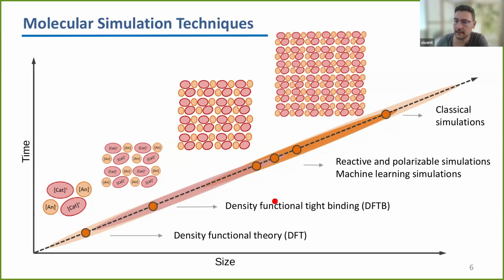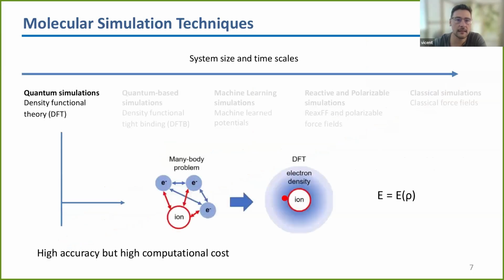In the talk today, most of my results come from classical simulations, somehow complemented later with a specific method, density functional tight binding, which I would like to explain in a little more detail. So, a small overview of these molecular simulation techniques: if we start with the most accurate ones, we can agree that density functional theory, DFT, has a very good balance between the number of atoms that we can simulate, the properties that we can get from them, and the size and time scales that we can reach.